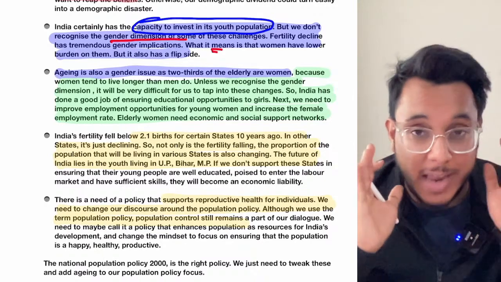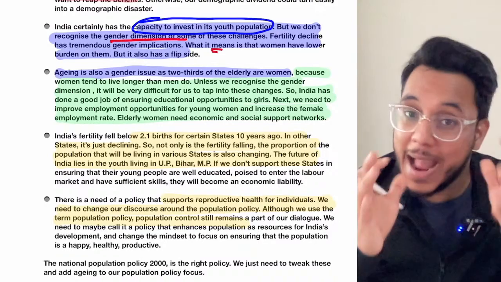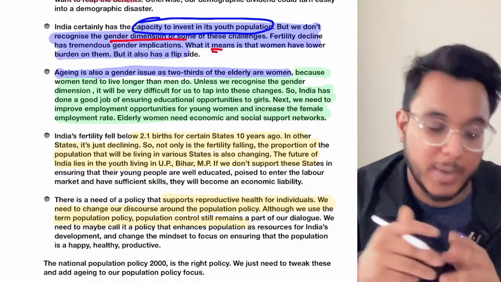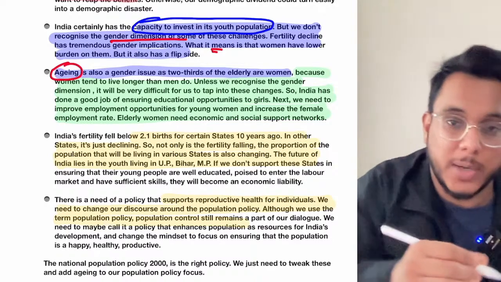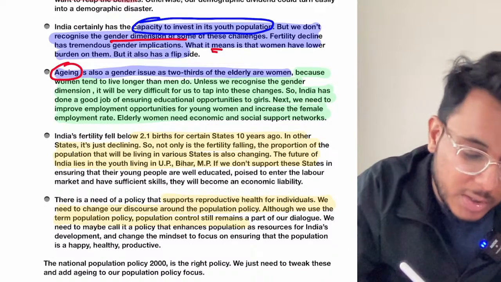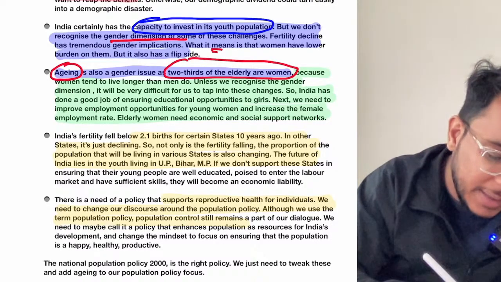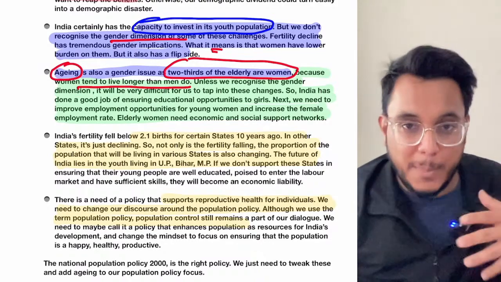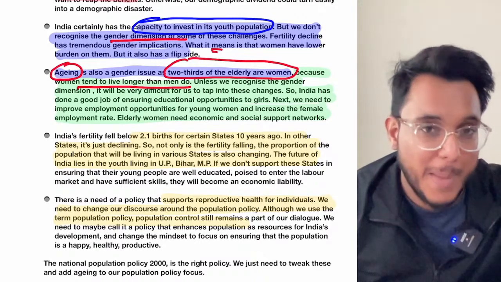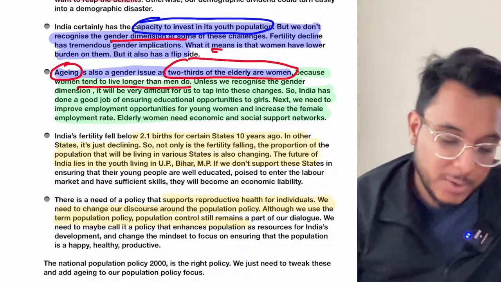Guys, moreover, these women will also become old tomorrow. And aging happens to be a particularly gendered issue also. Understand that people will become old tomorrow, but women's aging is a big issue, because two-thirds of the elderly people will be women. By nature, women tend to live longer than men. So when old age is concerned, many of the old men will die, but the women will live. So there is a genderization of elderliness that is happening.